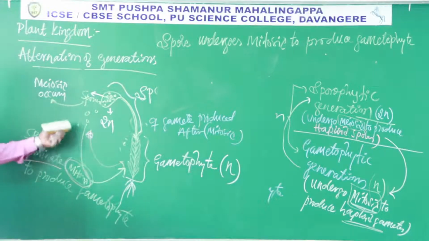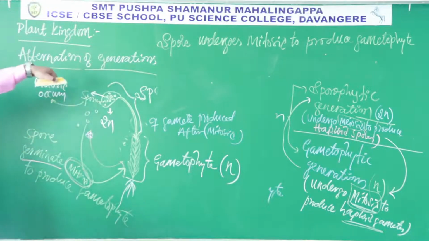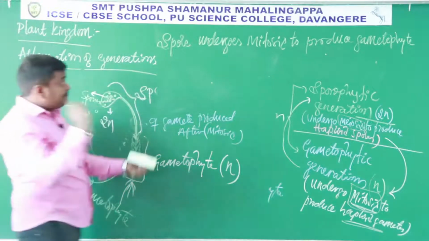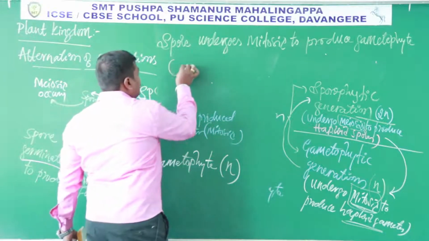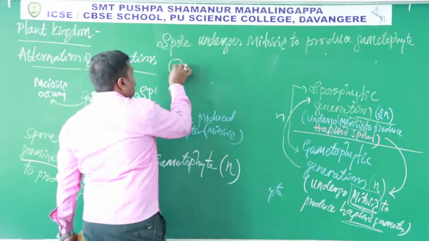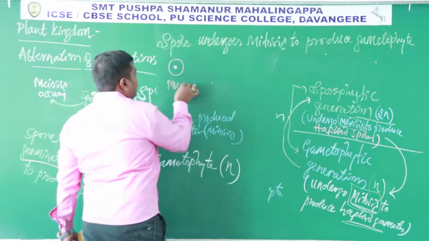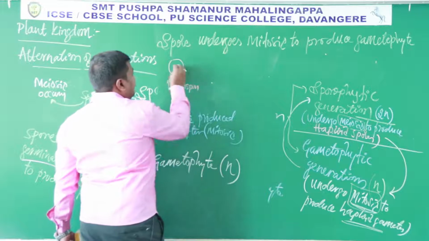Spores should undergo mitosis to form the gametophyte. The same thing is applicable to angiosperms also. In angiosperms, that spore, we call it a microspore, the microspore is a single cell.